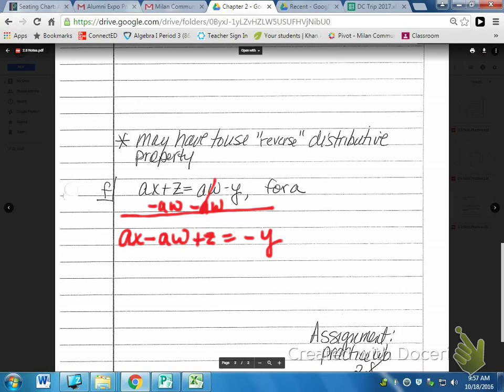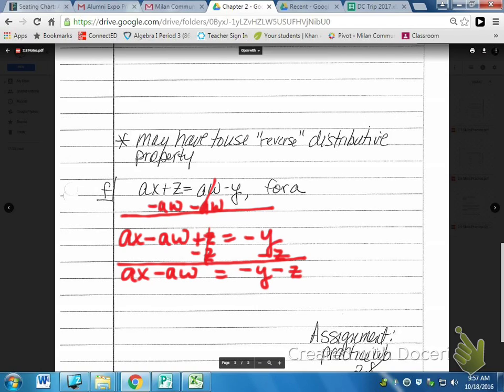Okay, next, I've got my two A terms on the left, but that Z is kind of in the way, so I'm going to bring that over. I don't need to mess with that right now, so I'm going to subtract Z. So I have AX minus AW equals negative Y minus Z.